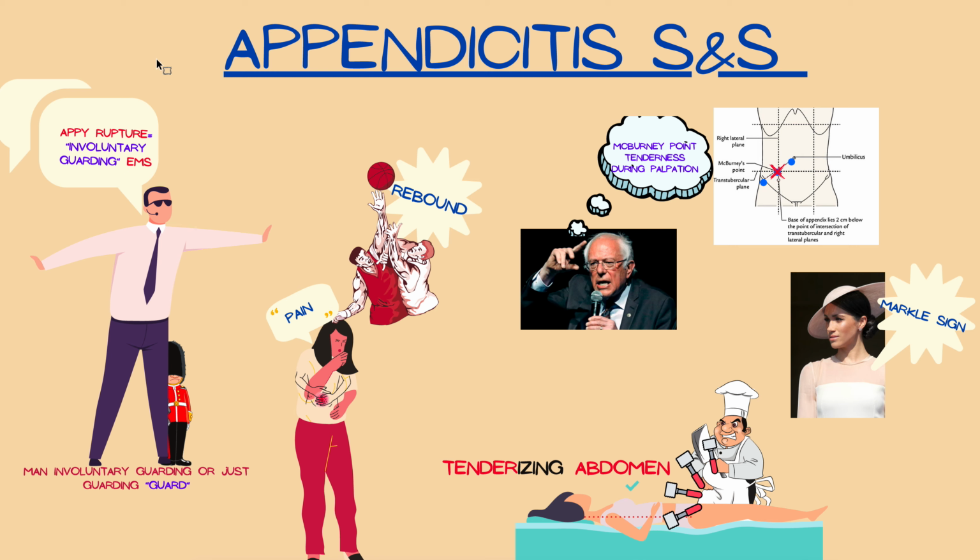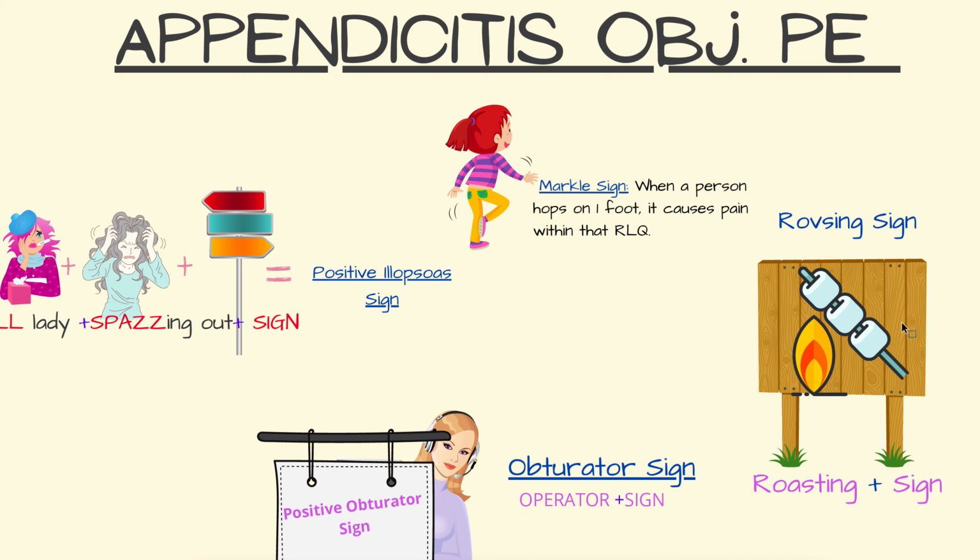In the top right, you'll see where McBurney's point is located. This is, of course, the patient's right side. You need to know the location of this point because it's going to be very important on boards. Also, the Markle sign. I have a picture of Meghan Markle here just to jog your brain when you're trying to recall. As far as objective findings with appendicitis, Markle sign is when a person hops on one foot, and it will cause pain within the right lower quadrant.